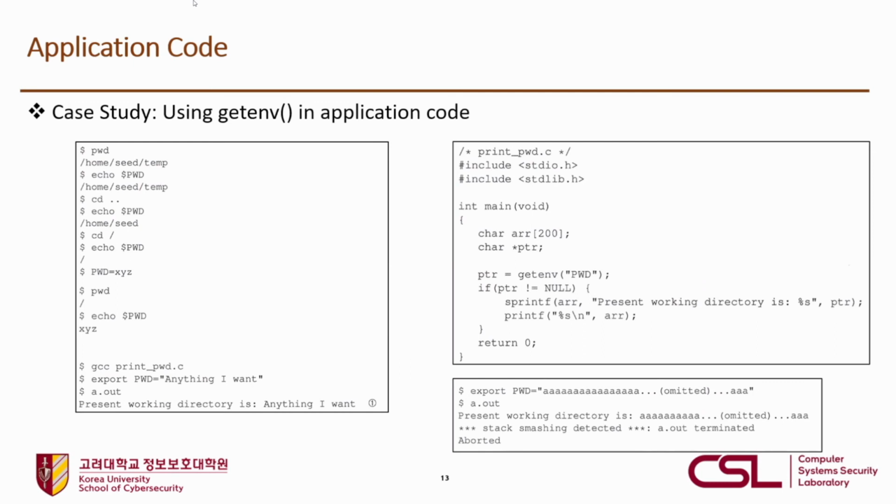If you give the PWD variable a simple value such as XYZ, you can see that there is no problem by outputting the PWD environment variable through echo. However, if the value of the environment variable PWD exceeds the size of the array, the arr array of 200, you will see the abort or segmentation fault.